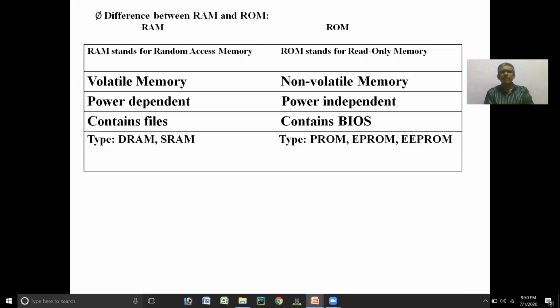Then the types of RAM are SRAM and DRAM, whereas the types of ROM are PROM, EPROM, and EEPROM, that is, programmable read-only memory, erasable programmable read-only memory, and electrically erasable programmable read-only memory. This is all about the memory. In that, the first part, that is primary memory, is complete.